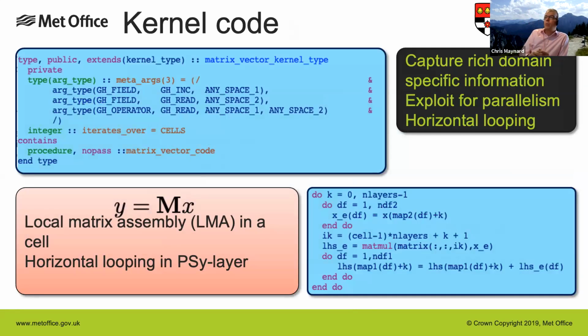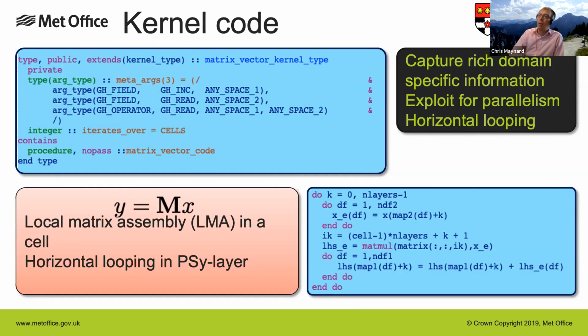In the kernel code, we have metadata, and this is the key to making all this work. When a domain scientist writes a kernel, they already have rich domain-specific information about what the kernel is going to do. We encode this as metadata, which we can then exploit for parallelism, for example, in the horizontal looping.